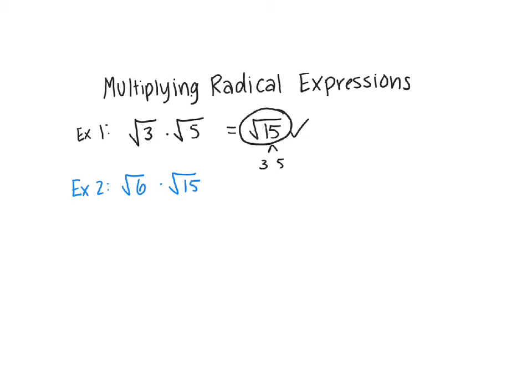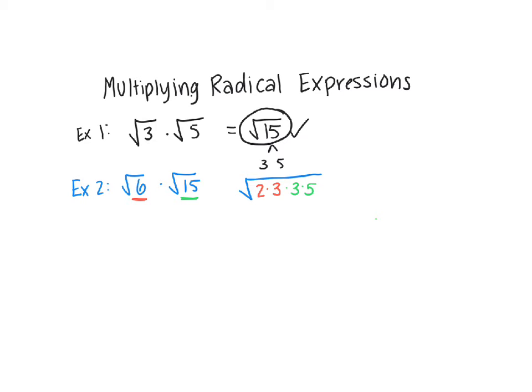Now I think it will be easier for us if we go ahead and do our factor trees on each of these numbers and put it all together underneath one radical. So I'm going to do the 6s in red and the 15 in green. If we have our square root symbol, our radical, 6 breaks down to 2 times 3, and then 15 breaks down to 3 times 5.